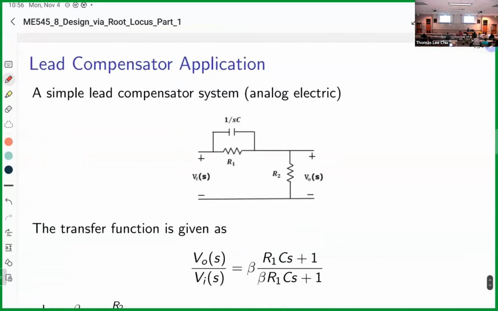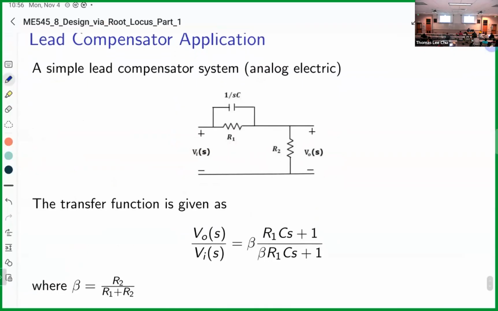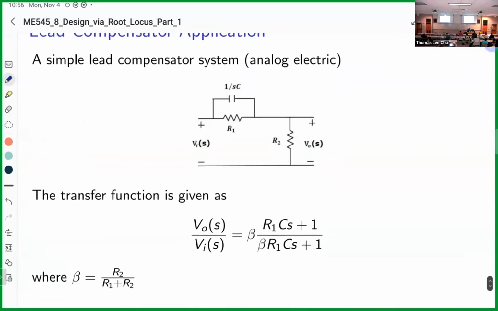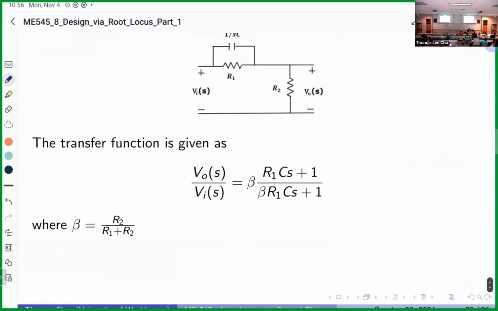So then here's an application of a lead compensator. The way we would choose the poles and zeros is by choosing our resistor values, R1 and R2, and our capacitance value, which is C. And this is the transfer function given here. This is how a lead compensator would work in an analog electric system. Notice that there are no op amps, so you don't need active power. And beta is where we have the second resistor in play there.